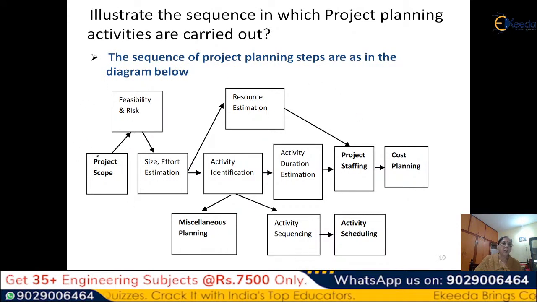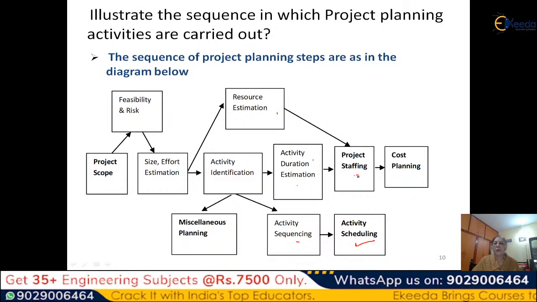What are the tasks? You start with the project scope, go to the project feasibility, come to the size and effort estimation. Then you branch out. One, you come to the activity identification. You do the activity duration estimation. From activity identification, you can go to the activity sequencing, and you can create the activity schedule. And in the other way, you can do the resource estimation, what kind of resources will be required, and the activity duration estimation. And these two things you can put together and determine the project staffing.